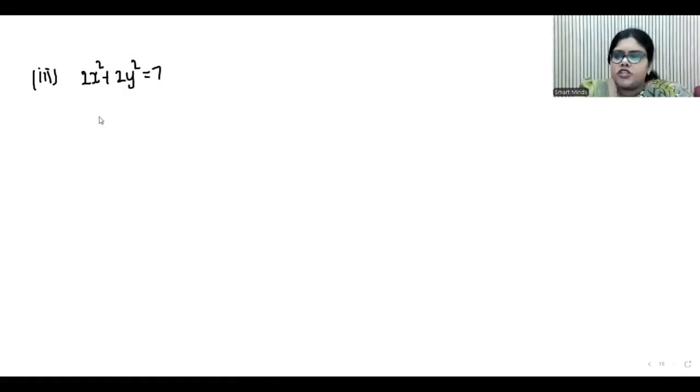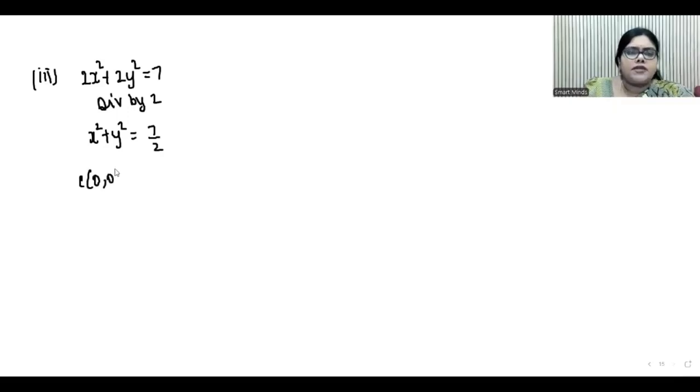Take the next question. 2x square plus 2y square equals 7. You can see the coefficient of x square and y square is 2. So first you divide by 2. If you divide by 2, you will get x square plus y square is equal to 7 by 2. Now from here, center is (0, 0) and radius is root over 7 by 2.